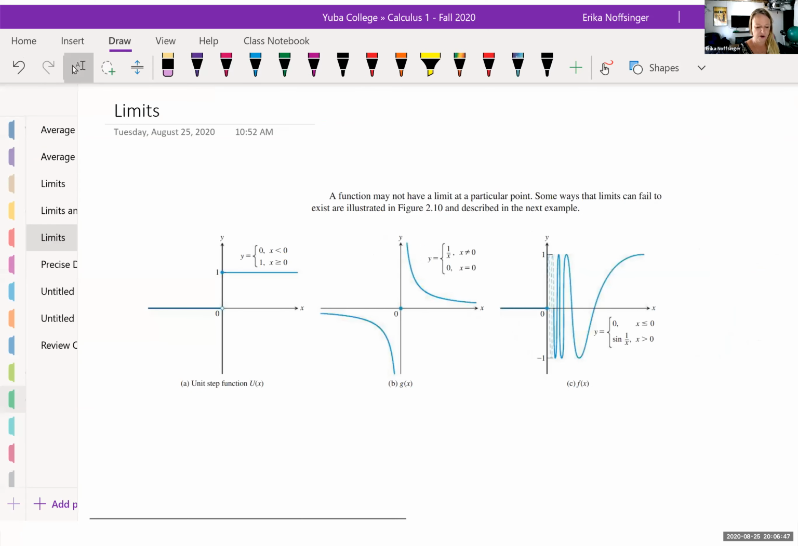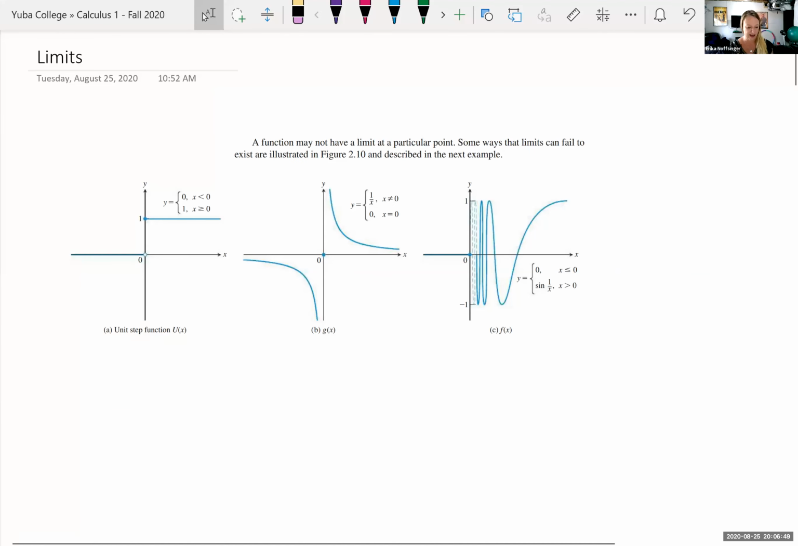Okay, so I wanted to talk about a little bit because I missed this, or maybe I didn't touch on this. We looked at limits, and sometimes limits don't exist. And here's a couple examples of where you would not have a limit exist.